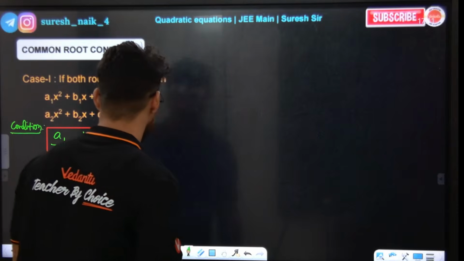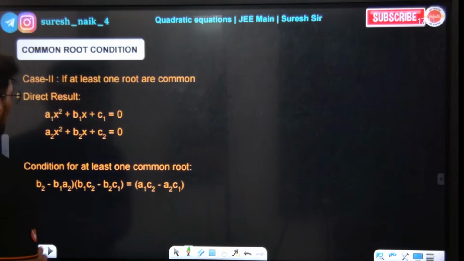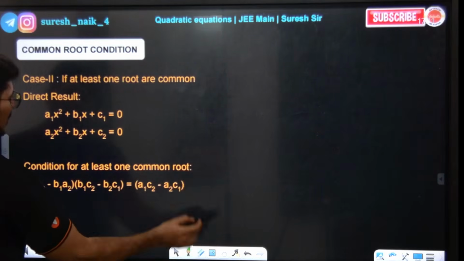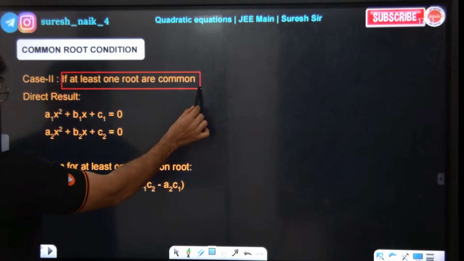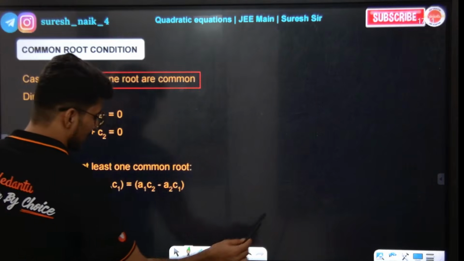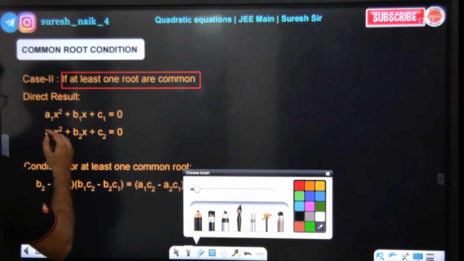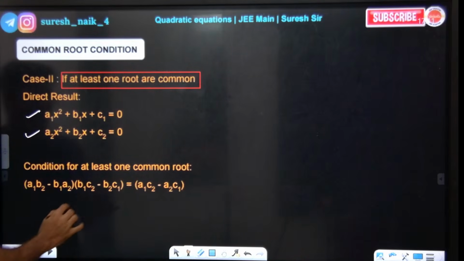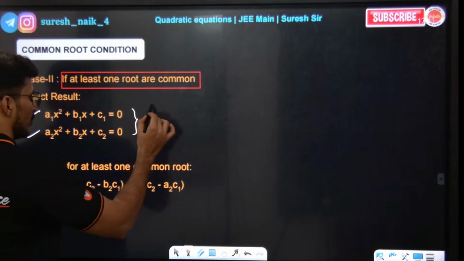So if one root is in common, if at least one root is in common, then we use a direct result. So there are two quadratic equations. From these two things I'll tell you one simple logic.